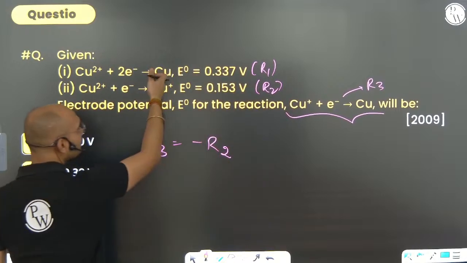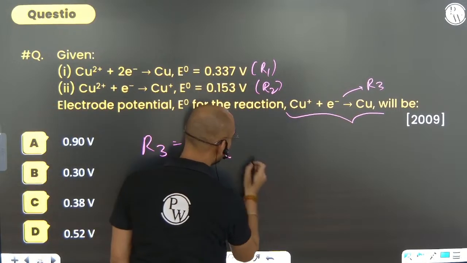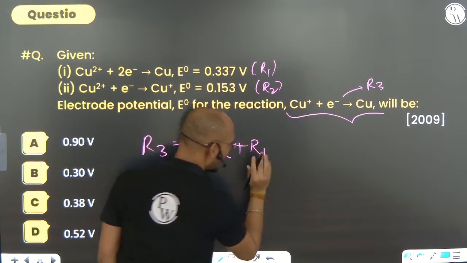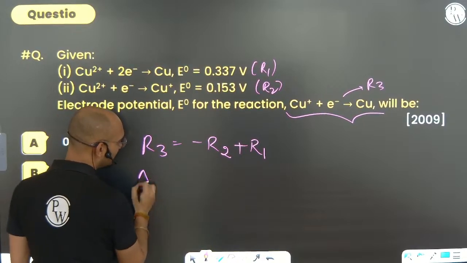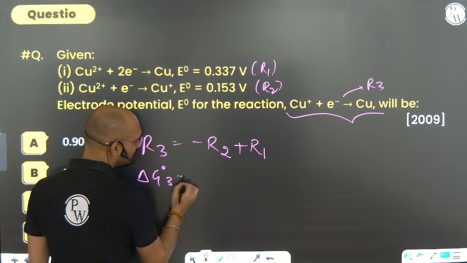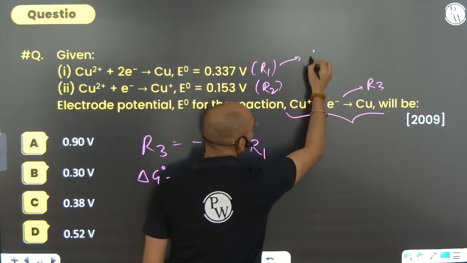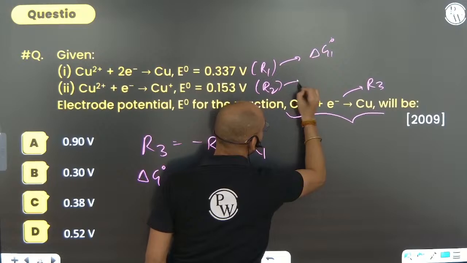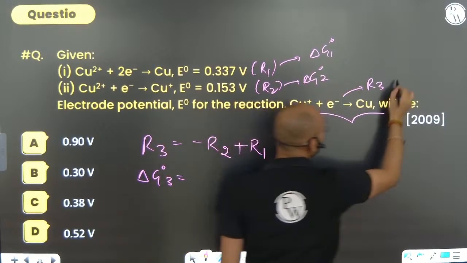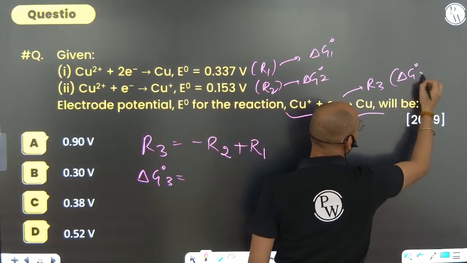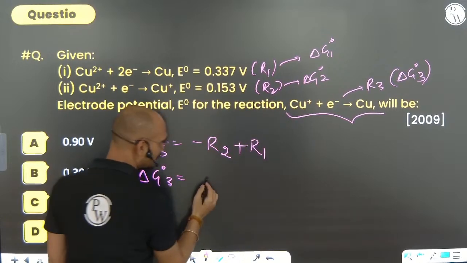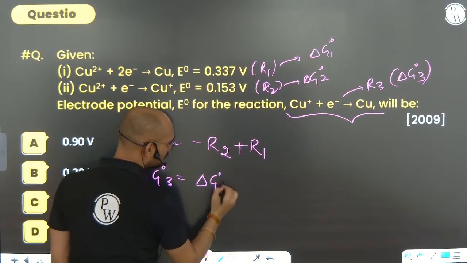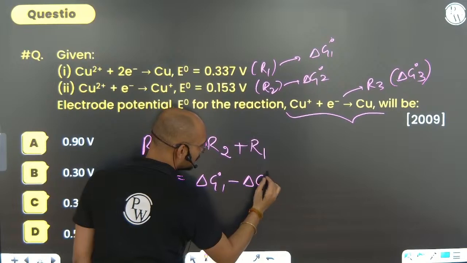What about copper? Copper was on the right side, and still it is on the right side. So reaction 1 is taken as it is. So what can we say about delta G naught 3? Consider delta G naught 1 for this, delta G naught 2 for this, and delta G naught 3 for this. So delta G naught 3 equals delta G naught 1 minus delta G naught 2.